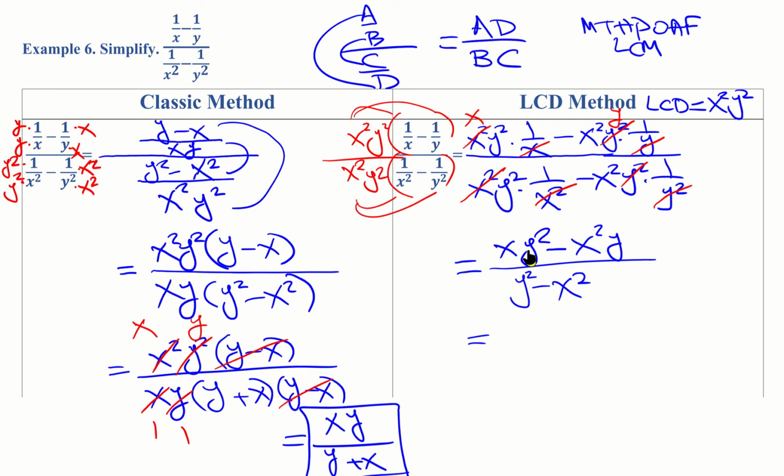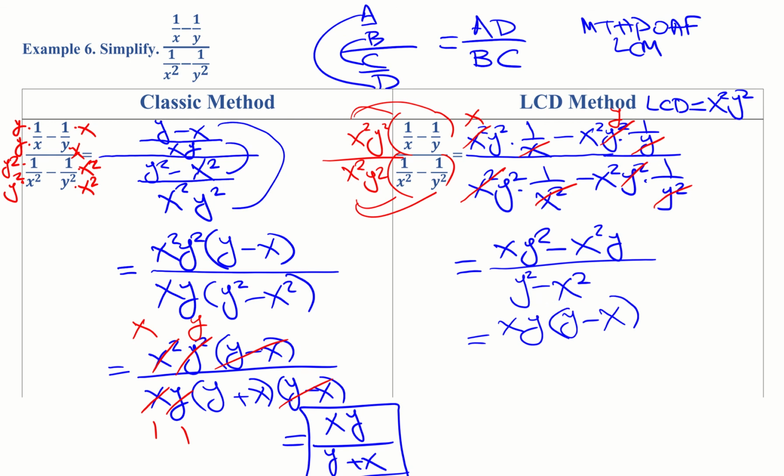All right, so notice here on the top we have a GCF. What is the greatest common factor of these two terms? xy, right? Let's factor it out. What does that leave us? That leaves us y minus x. You agree? Multiply it out, see if you get xy squared minus x squared y. Okay, we're just factoring out a GCF on the top.